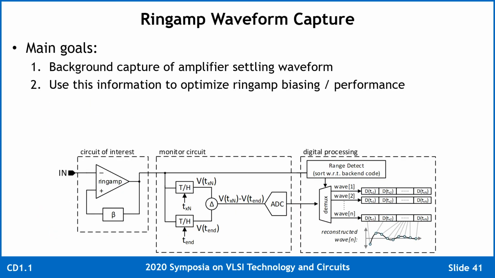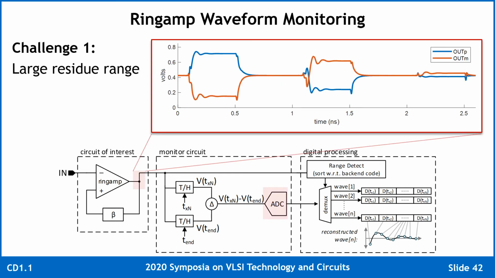This motivation inspires two main goals in this work. The first is a system which is capable of background capture of amplifier settling waveforms in transient operation on chip. And the second is to use that information to optimize ring amp biasing and performance for PVT robustness. In an ideal implementation of a scope on chip, we would place a high-resolution ADC sampling at an extremely high sampling rate at the output of the ring amp and just capture the waveform. However, this isn't practical to implement.